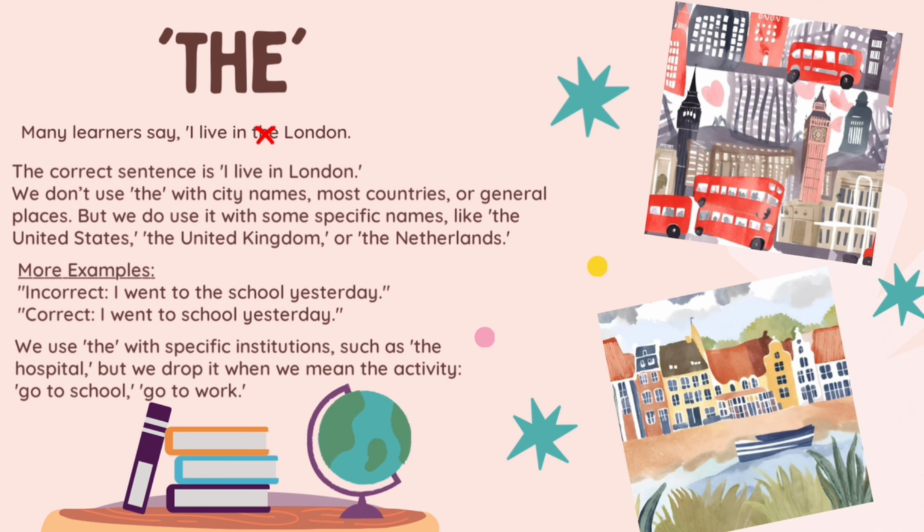More examples. Incorrect. I went to the school yesterday. Correct. I went to school yesterday. We use the with specific institutions, such as the hospital, but we drop it when we mean the activity. Go to school. Go to work. Simple, right?